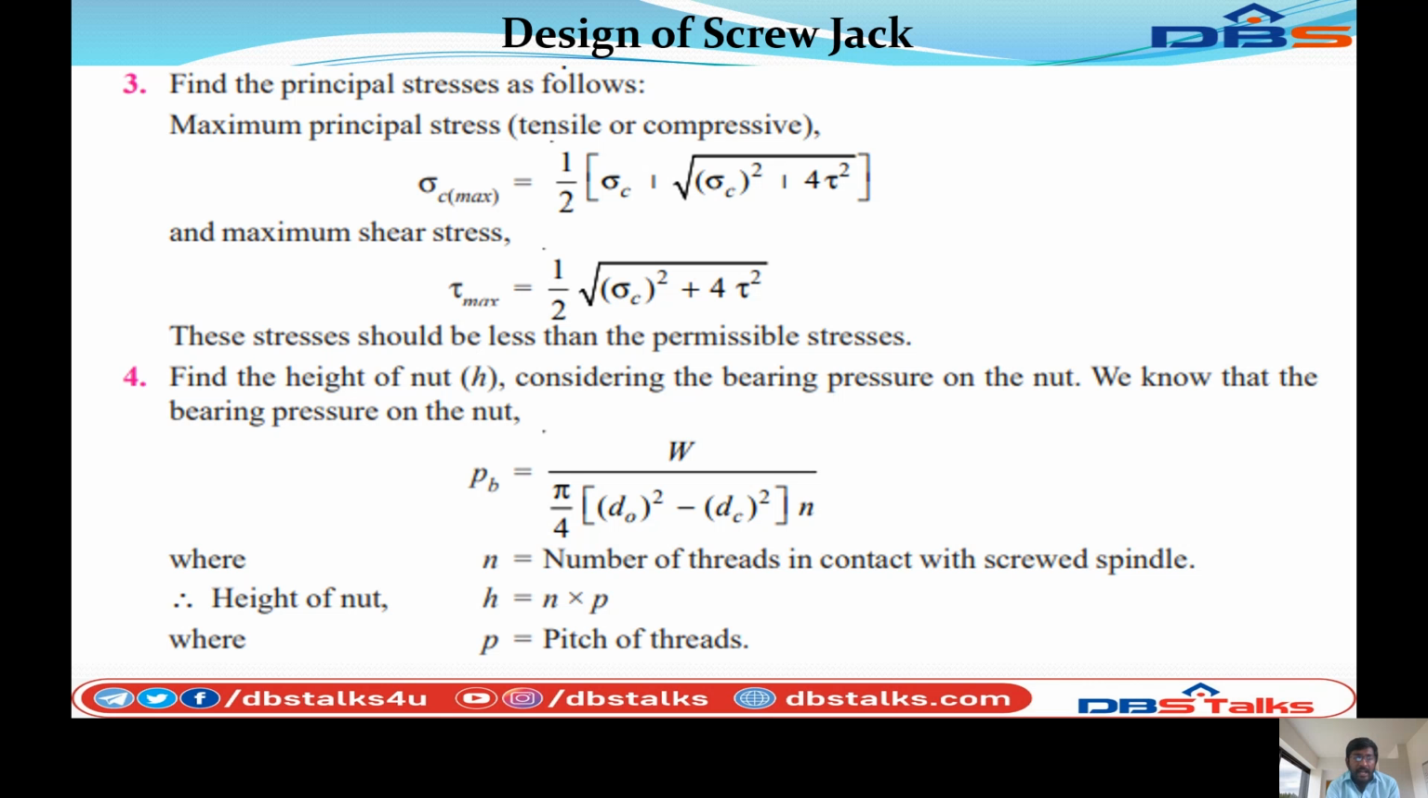So next we can find the height of the nut H. Considering the bearing pressure of the nut, we know that the bearing pressure of the nut Pb is equal to W by pi by 4 into d naught square minus dc square into N, where N is the number of threads in contact with the screwed spindle. Therefore, the height of the nut H is equal to N into P, where P is the pitch of the thread. So this is how to find the height of the nut.